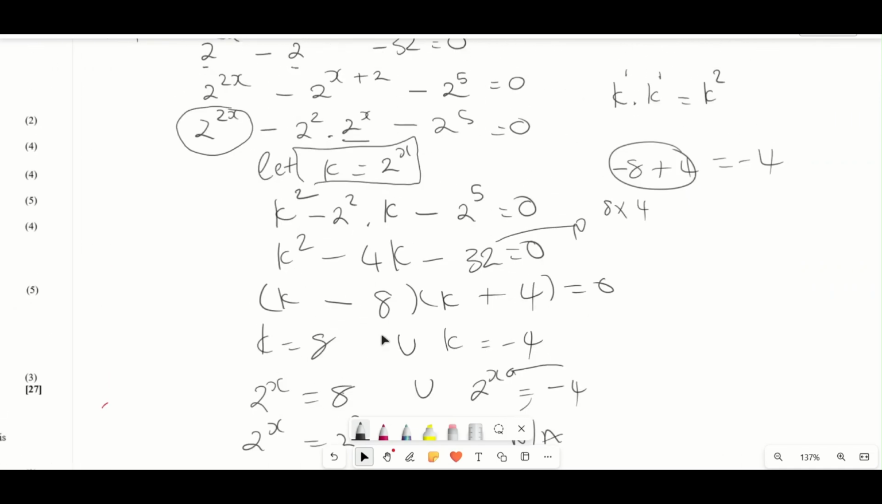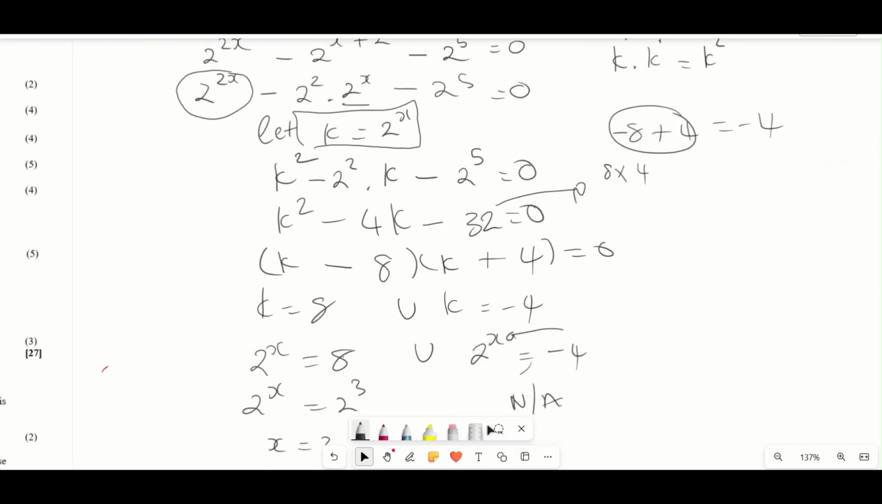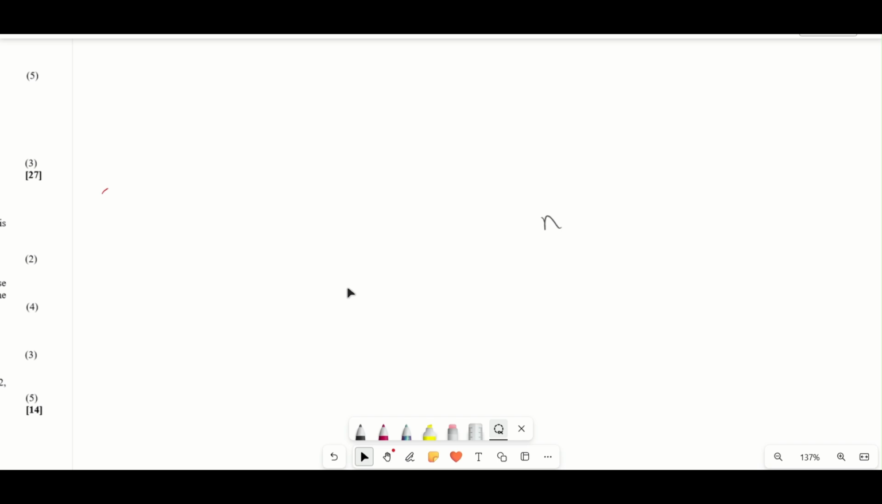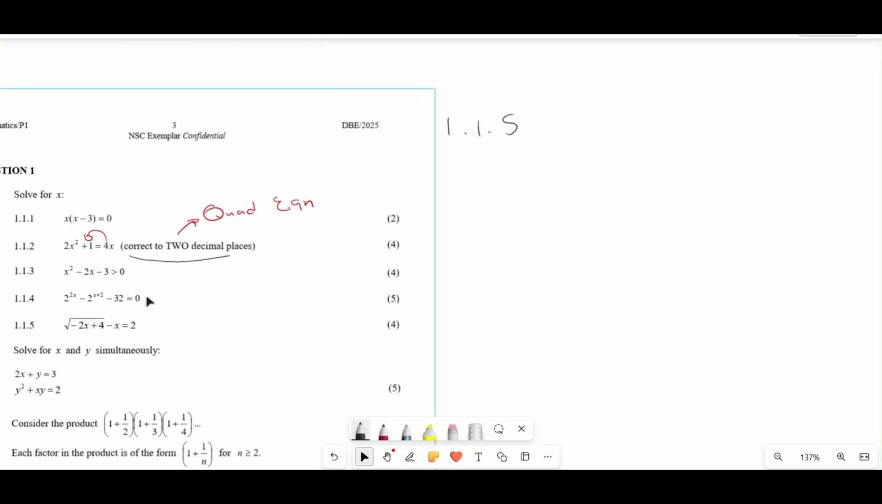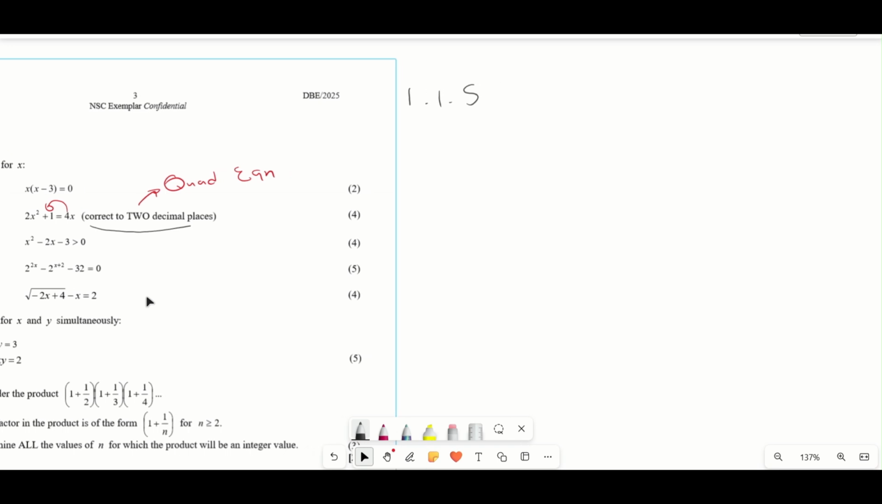And yeah, let's move on to 1.1.5. Question 1.1.5. Here we're dealing with a third equation. So I have the square root of negative 2x plus 4, and then minus x equal to 2.